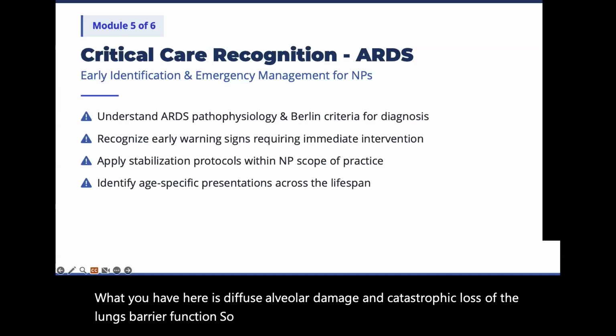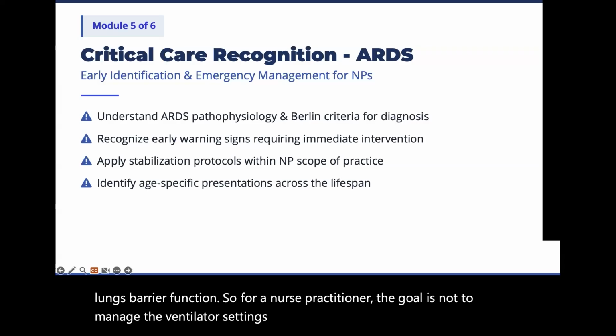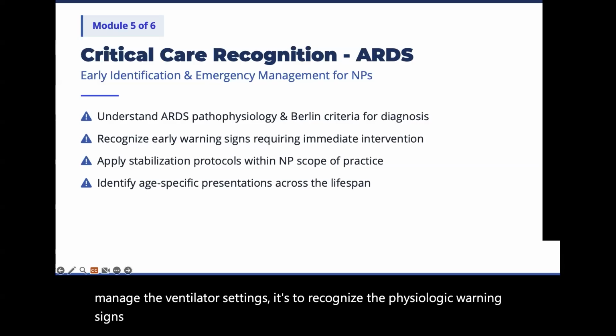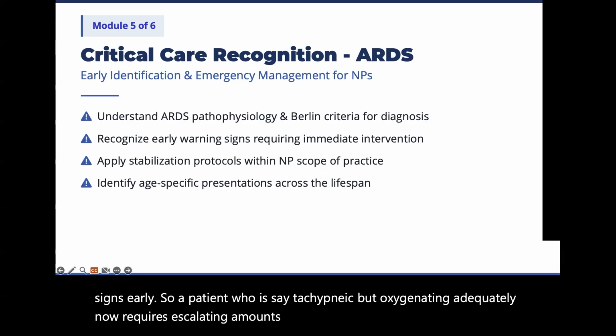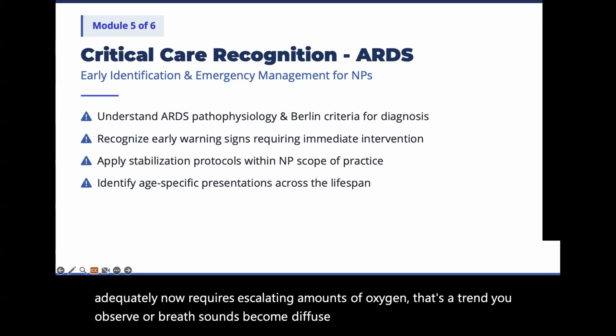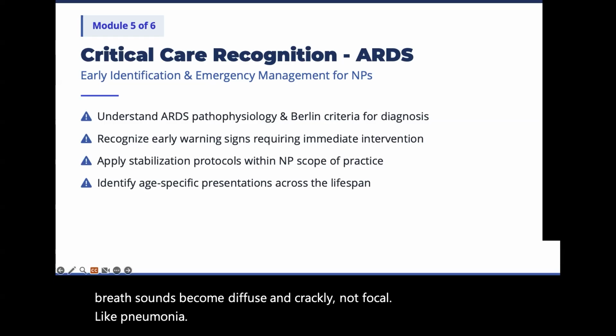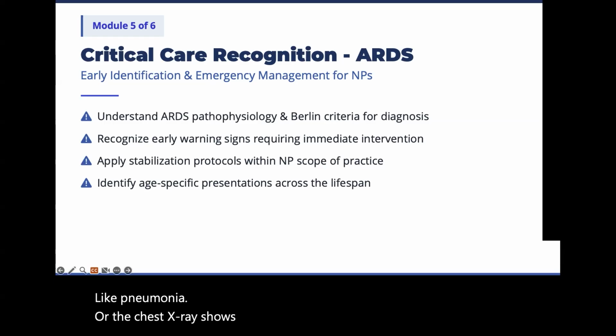So for a nurse practitioner, the goal is not to manage the ventilator settings. It's to recognize the physiologic warning signs early. So a patient who is, say, tachypneic but oxygenating adequately now requires escalating amounts of oxygen. That's a trend you observe. Or breath sounds become diffuse and crackly, not focal, like pneumonia. Or the chest x-ray shows bilateral opacities that don't fit a lobar pattern.